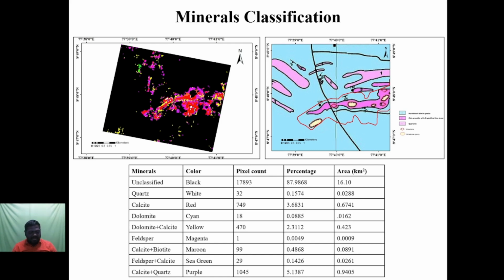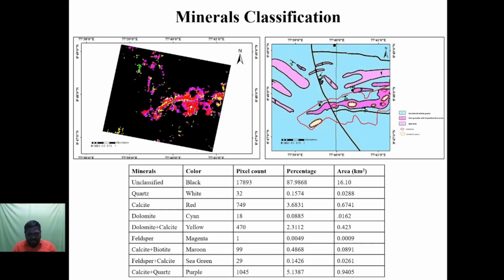And the next one is the calcite. Sorry, the dolomite. Dolomite is 0.10162 square kilometers. And dolomite plus calcite, that composition is 0.423 square kilometers. And feldspar is at a very low level only. And calcite plus biotite is 0.0891 square kilometers. And calcite plus quartz is 0.9405 square kilometers. So here we can see that the calcite is stored in three manners.